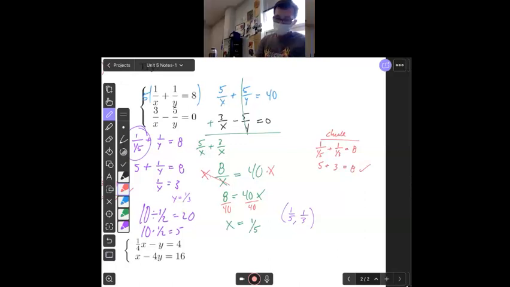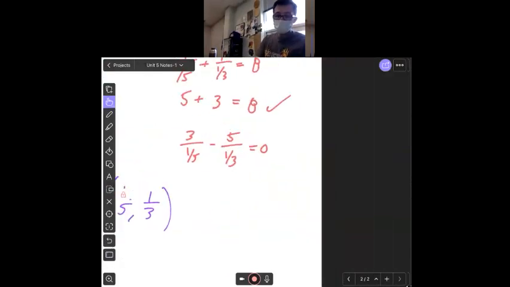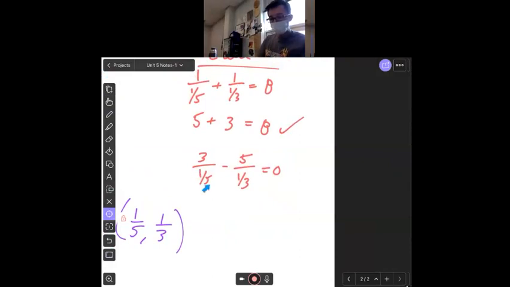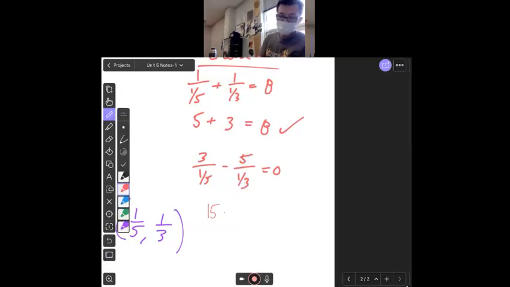And when you do the other one, 3 divided by 1/5 minus 5 divided by 1/3, it's supposed to be 0. So if there's 5 fifths in 1, that means there would be 15 fifths in 3. That's equal to 15. And if there's 3 thirds in 1, that means there'd be 15 thirds in 5. So 15 minus 15 being 0.